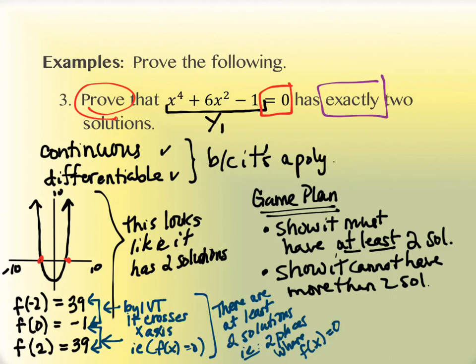So right now we've done the first thing on this list. We were supposed to show it has at least 2 solutions. We did that. The next thing is I need to show that it has no more than 2 solutions. Okay? So how do we do that? Well, what we're going to do is take the derivative. So this is part 2 of our game plan. We're going to take the derivative of our function, and we're going to find out where it equals 0. So let's do that first.